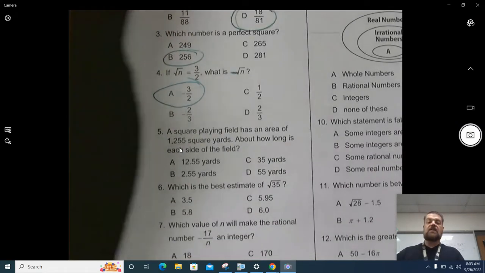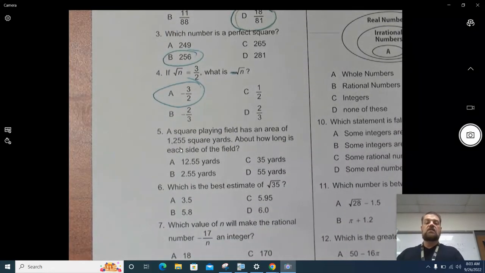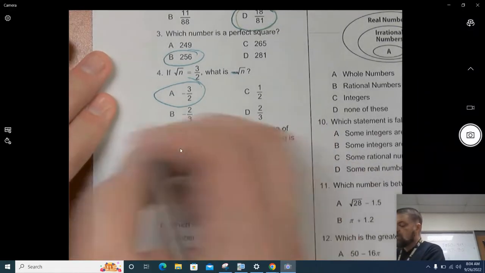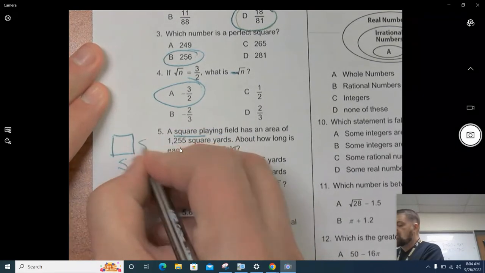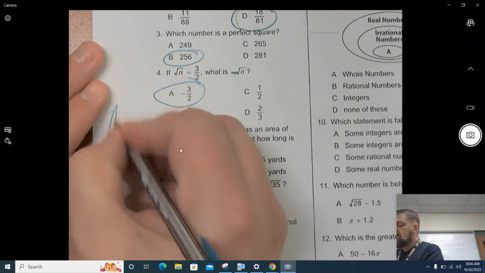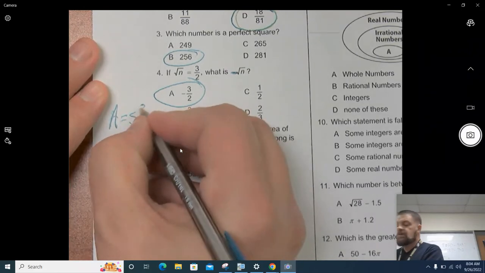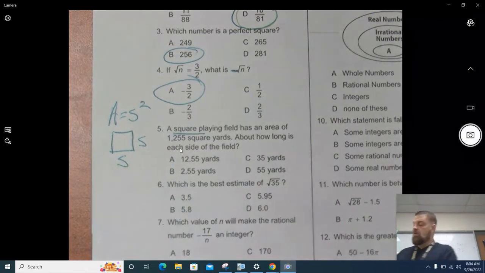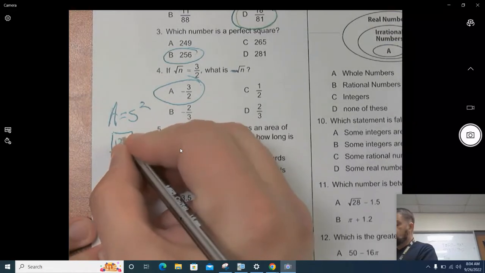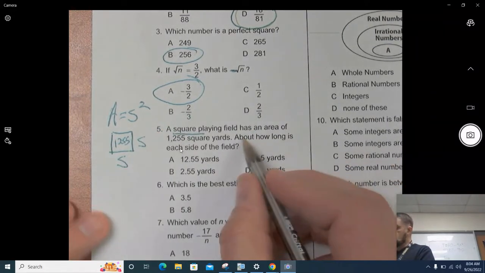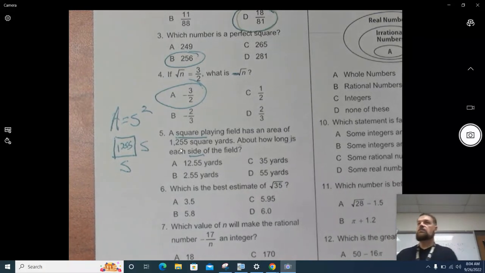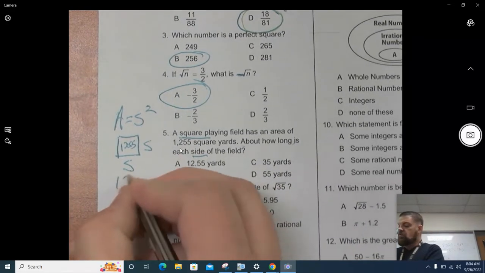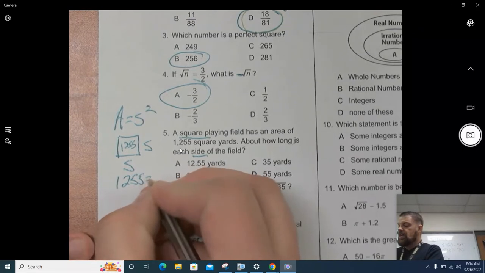All right, number 5. It says a square playing field has an area of 1255. So I'm going to stop right there. Square means that the side length is equal to the side length, and we know that the area is equal to the side times the side, or s squared. And we know that the area is 1255. It says, about how long is each side of the field? How do I solve that? Well, let's write it out. I'm going to say 1255 equals s squared.